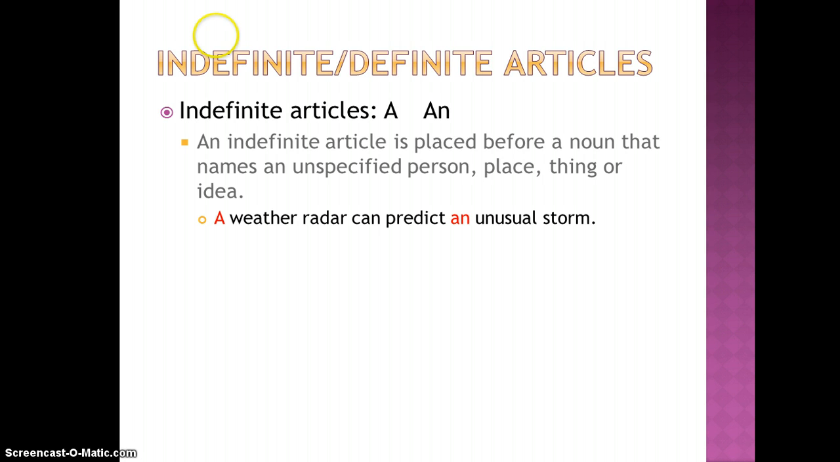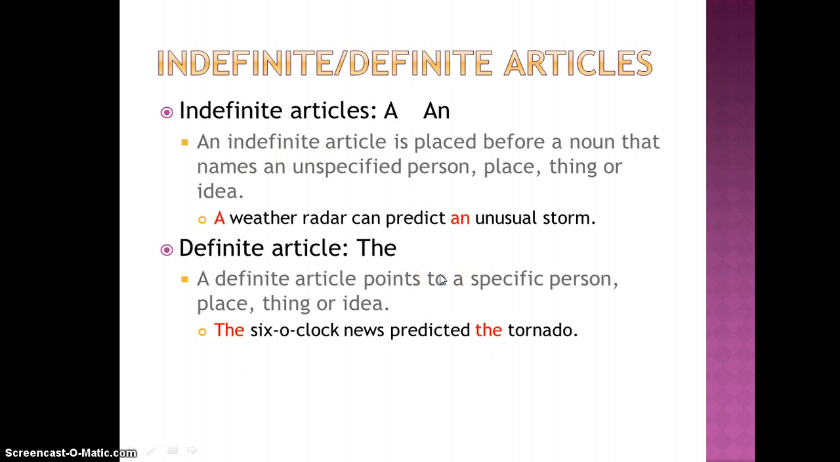This would be a good time for me to tell you how and when to use a versus an. Use a before a word beginning with a consonant sound. A ball, or in this case, a weather radar. Use an before a word beginning with a vowel sound. An egg, or here, an unusual storm, or an unspecified person, place, thing, or idea. Hopefully that is just a refresher.